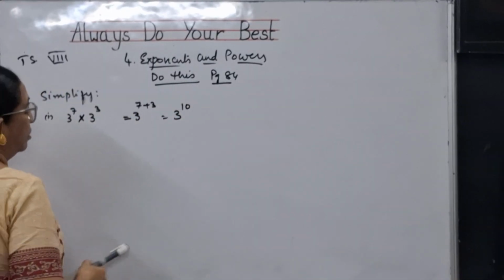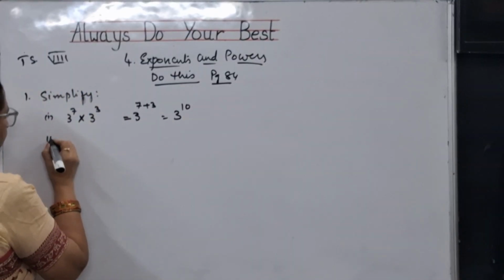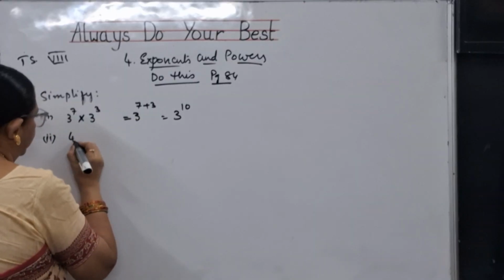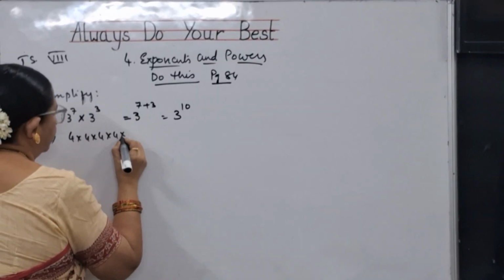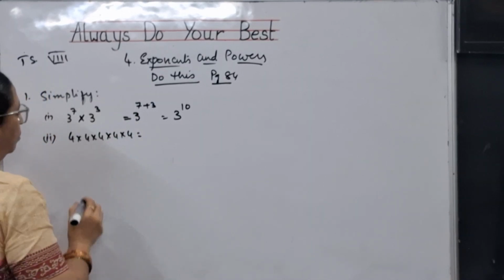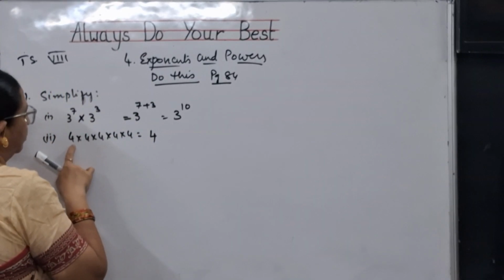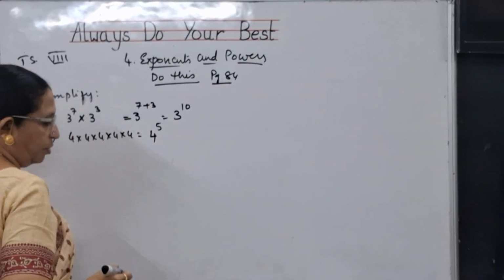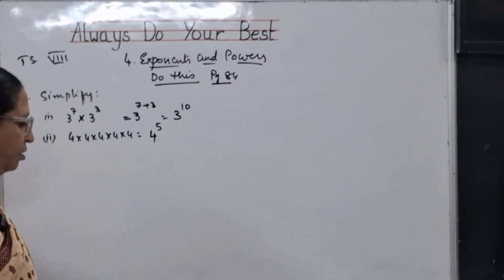What do you mean by this? 3 should be multiplied 10 times. And the second one, 4 into 4 into 4 into 4 into 4. So 4 is the base I am writing. How many times is it given? 1, 2, 3, 4, 5 times. So 4 to the power of 5 is the answer for it, children.